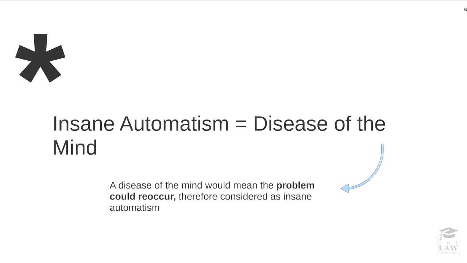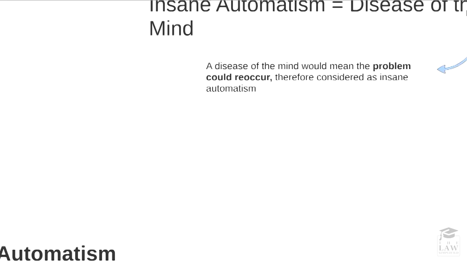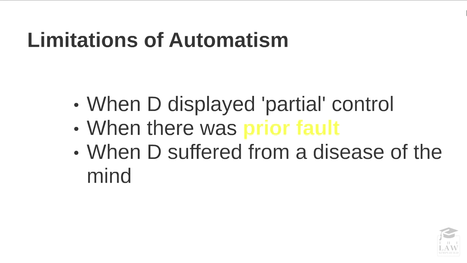Now, it must be noted that automatism itself is a defense, and there are a few limitations to it as well. For instance, if the defendant displayed some form of partial control during the whole ordeal or the circumstance, automatism or the defense of it might fail. Furthermore, if there was any prior fault, something we'll look at a bit later on in this introduction, then automatism, the defense of which might fail once again. And finally, where the defendant suffered from a disease of the mind, it would most probably be considered as insane automatism, in which case it will not be a complete acquittal, and in the case of murder, it will be an indefinite mandatory psychiatric hospital admission.